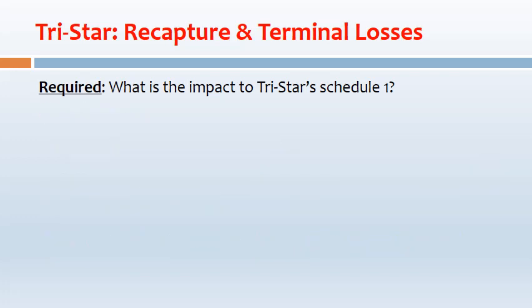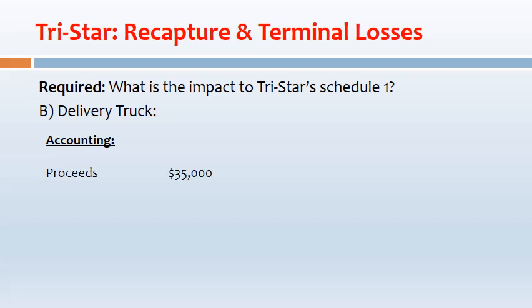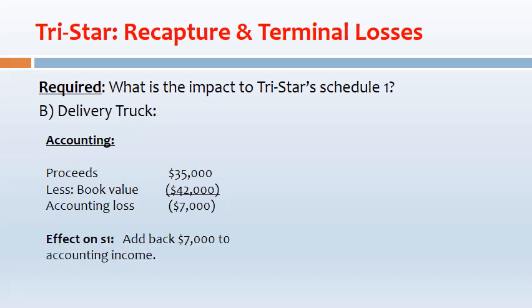Let's take a look at the tax ramifications on the Schedule 1 of the disposition of the delivery truck. So for accounting purposes, again, we've got to figure out gain or loss included in the financial statements. Proceeds, we sold this truck for 35 grand. Book value, 42 grand, leaving us with an accounting loss of $7,000 that's buried somewhere in the financial statements. That's a no-go, so we're going to have to add back $7,000 to accounting income.